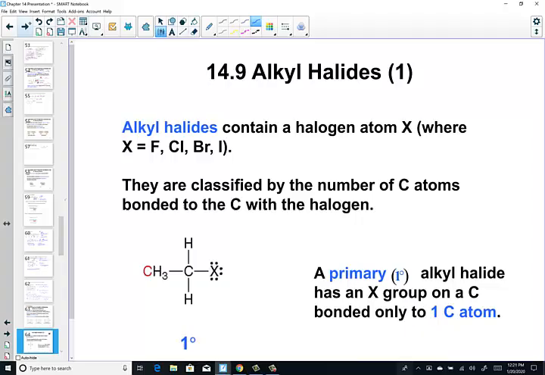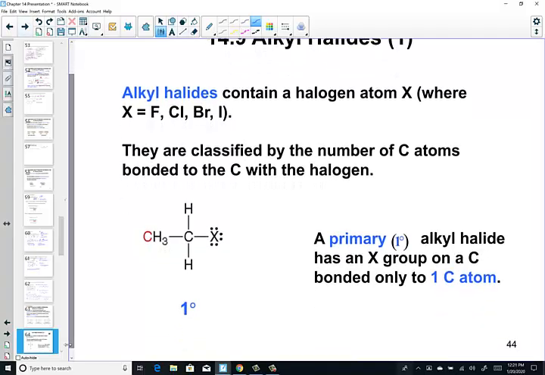And we're going to pick up now with 14.9, turning our attention to alkyl halides, a next functional group that involves the halogens. The alkyl halides contain a halogen, that's group 7A. That's fluorine, chlorine, bromine, and iodine, the group 7A. And just as we did with alcohols, we can classify alkyl halides based on the number of carbons that the carbon attached to the halogen is bonded to.